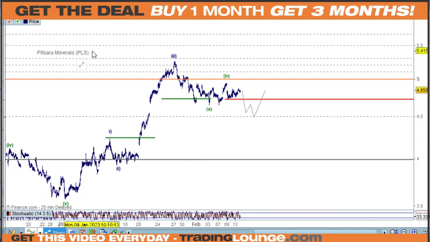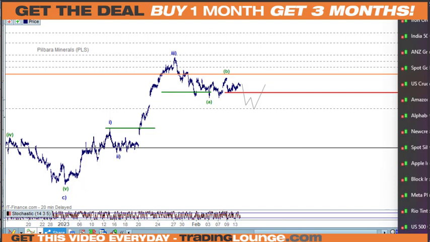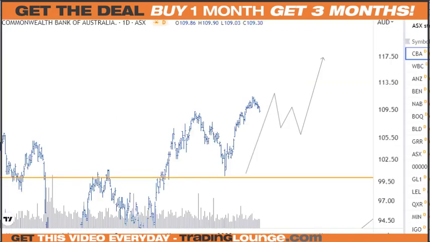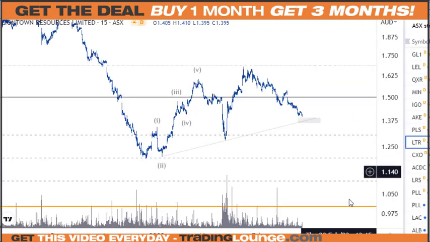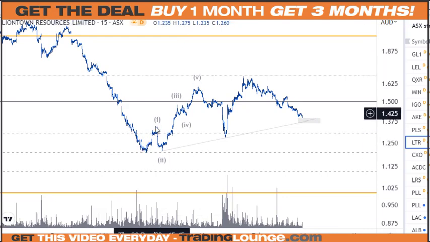So PLS and IGO are producers, so I think I'll focus on those guys a little bit more than the other markets. But I do want to have a look at LTR, because we've been looking at that as well. And this is LTR here, and I just want to give a bit of a warning sign here as well. This is a 15-minute chart, and from the low here we counted up as 1, 2, 3, 4, 5.